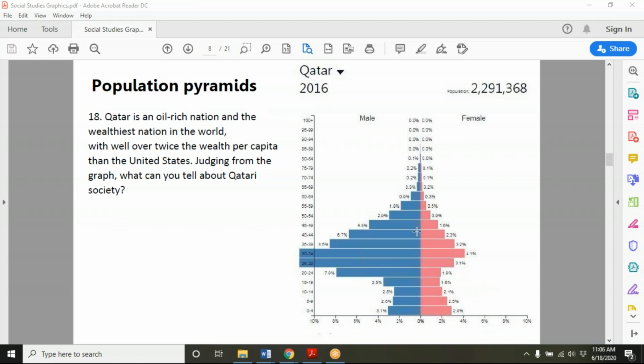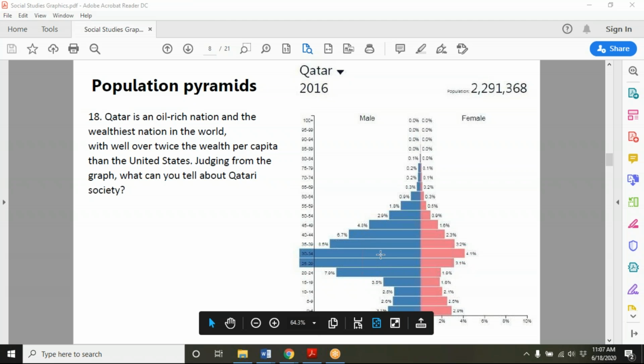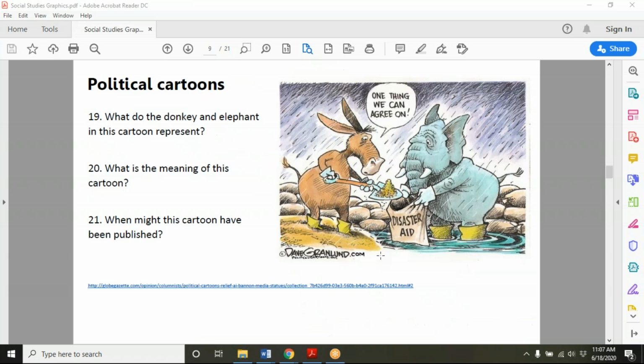And then we looked at Qatar, and there's some other countries that look like this, especially those very wealthy Middle Eastern countries that, for whatever reason, have a lot of young men, not children, but young adult men in that country, and it's really interesting.